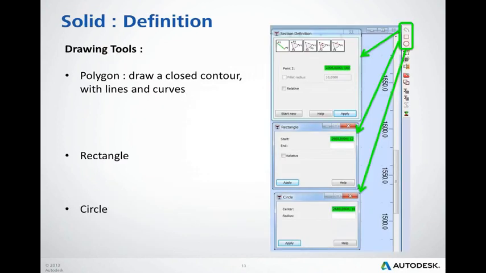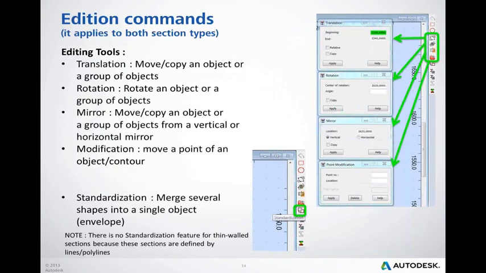Of course, it's also possible to draw a section in a section definition module or add some parts to imported section shape using drawing tools like polygon, rectangle, or circle. To create openings or cutouts geometry, use the same tools. There are a few additional commands to help creating correct section shapes, like translation, rotation, mirror, each of them having move and copy modes.